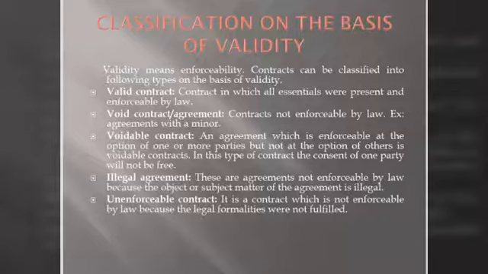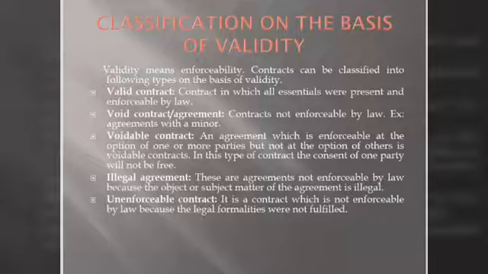Number one is valid contract. What is a valid contract? It is a contract in which all the essentials of contract are present. The essentials of contract are offer, acceptance, legal relationship. If all the essentials are present, then it is called a valid contract, which is enforceable by court of law. Second one is void contract or void agreement. A contract which cannot be enforced by law is called a void contract.